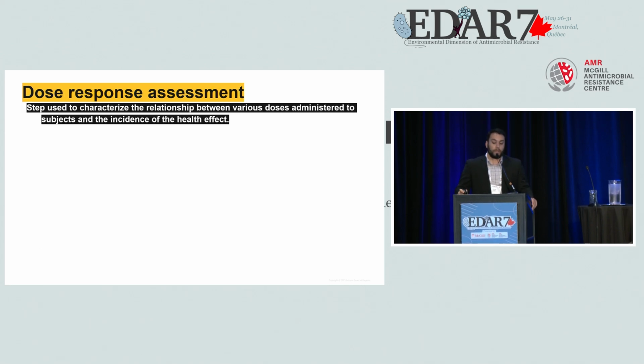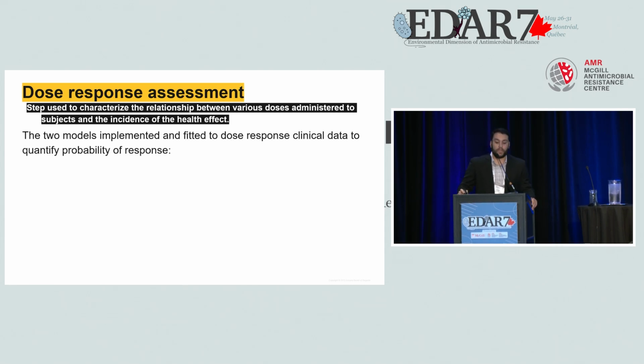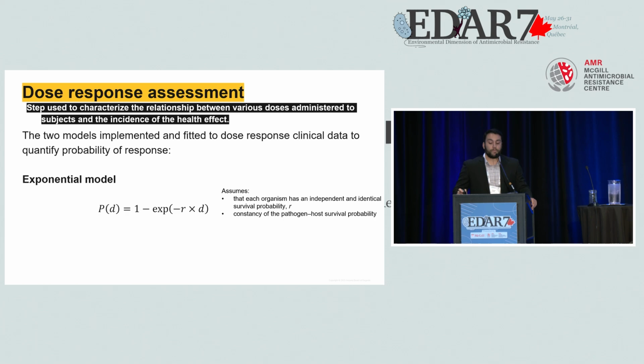So I'm going to focus here on the dose response assessment portion, which is the most unique for this study. And just briefly mention that if you're not maybe familiar with QMRA as much, the two models that are implemented and fitted to dose response clinical data the most are the exponential model, shown here, where D is the dose and P is the probability of the outcome. And the exponential parameter R is essentially a survival probability, which assumes that each organism or each of the bacteria in a given dose has an independent and identical survival probability, essentially in the body, and that there is a constancy of the pathogen host survival probability.